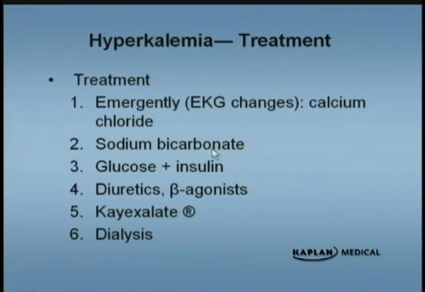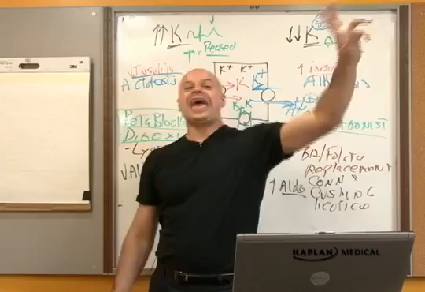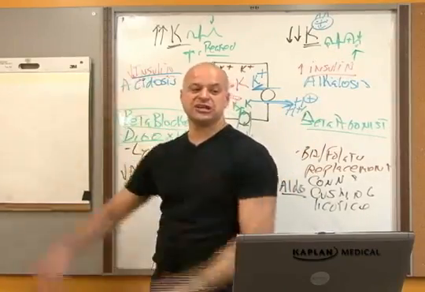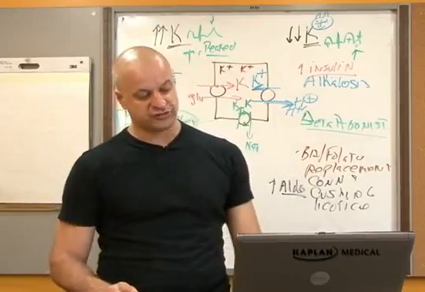Bicarbonate drives the potassium intracellularly. Glucose and insulin drive the potassium intracellularly. Diuretics and beta agonists take too long. Emergency management of hyperkalemia: calcium chloride and calcium gluconate, followed by insulin and glucose. Kayexalate removes the potassium from your body. Remember, out of all these things, calcium chloride, bicarb, glucose, and insulin, none actually remove potassium from your body. Calcium protects the heart. Insulin and bicarb cause transcellular shift. Kayexalate removes it from your body.